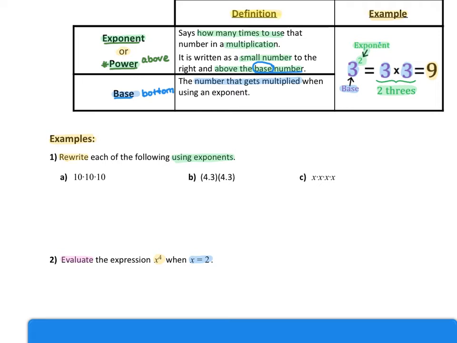And so we'll have to look at how many times multiplication is being used for each of these problems in order for us to know what the exponent or power should be. So pretty much we're just counting. Okay, so for example 1, we see this number 10 being multiplied 1, 2, 3 times. And so we're going to take that number as our base because that's the number that is being multiplied 3 times. So we know that that is our base by definition. That's the number that got multiplied.